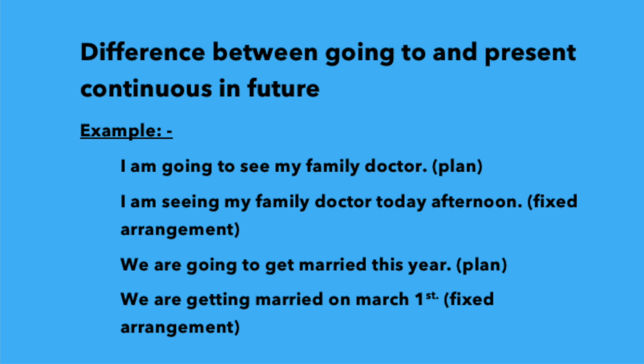One more example. We are going to get married this year. So someone asked, is the date fixed? No, not yet. It's a plan. But see this example. We are getting married on March 1st. Is the date fixed? Yes, this is an arrangement. So, that's the difference between going to and the present continuous. With plan, we use going to. With fixed arrangement, we use present continuous.